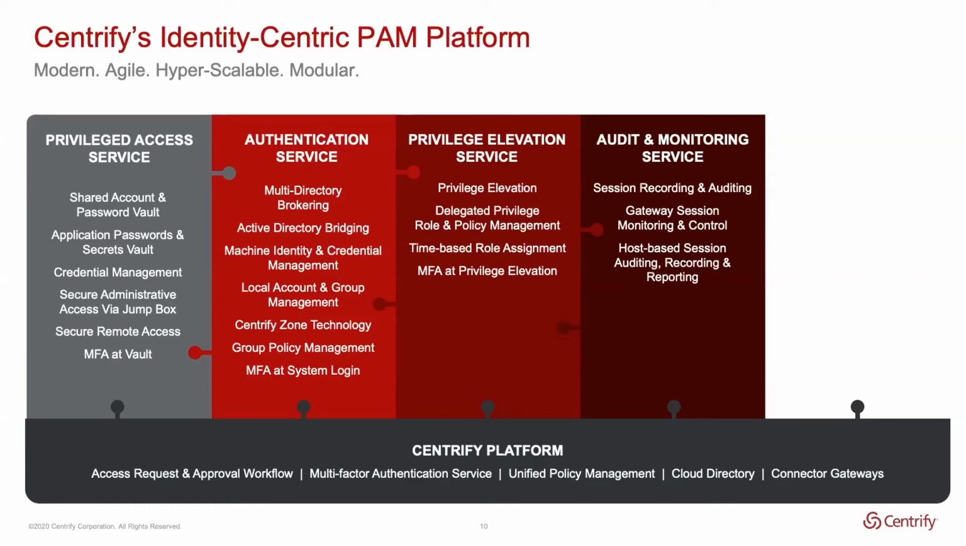Similarly, with the privilege elevation service and the privileged access service. The privileged access service has just-in-time capabilities. It has the MFA capabilities. So when you have these two things together, you're able to apply multi-factor authentication directly at system login for the authentication service, and at privilege elevation when you're running a sudo command, for example, or elevating your privilege in Windows, being prompted for multi-factor authentication. So all these things start to build upon each other.